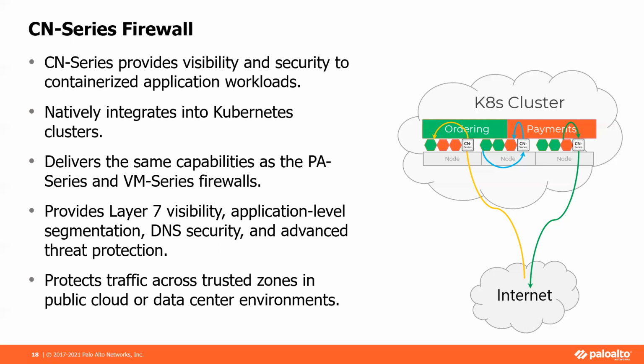Delivering those same capabilities as the PA and the VM series, it provides that layer 7 visibility, application layer segmentation, DNS, and all the good stuff, and protecting that traffic across trusted zones. So a lot of this deals with the cloud side, is why you're starting to see the CN series.